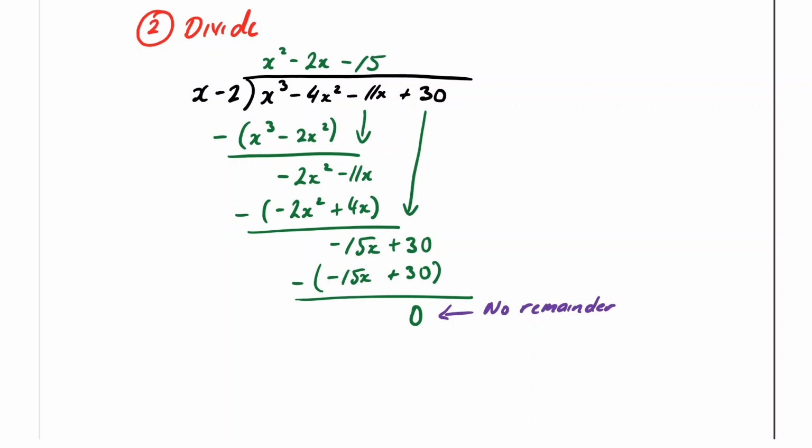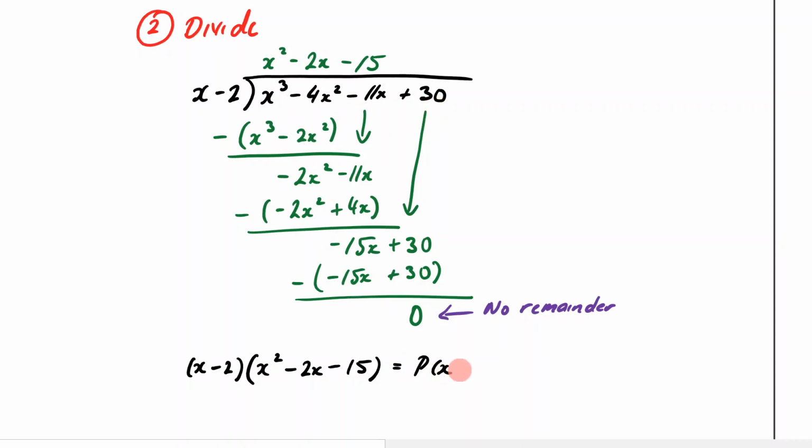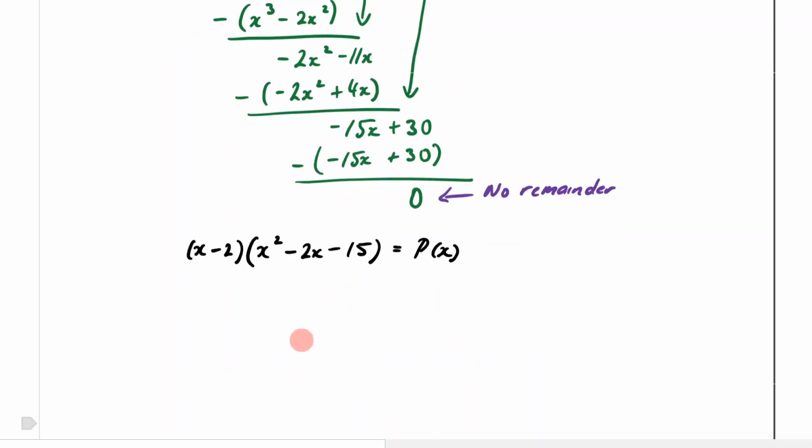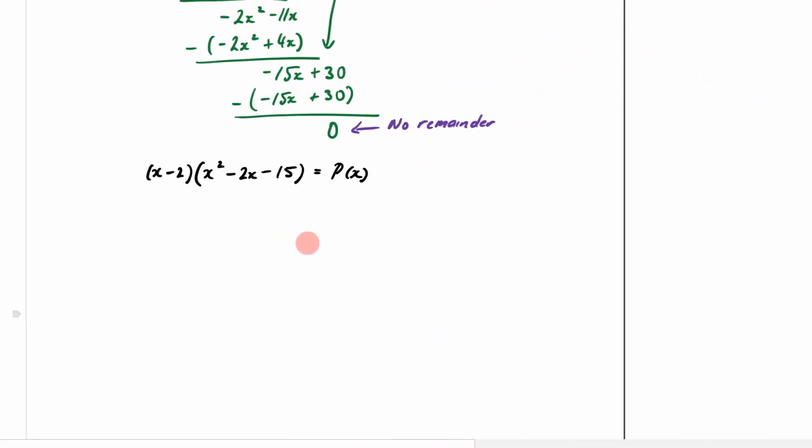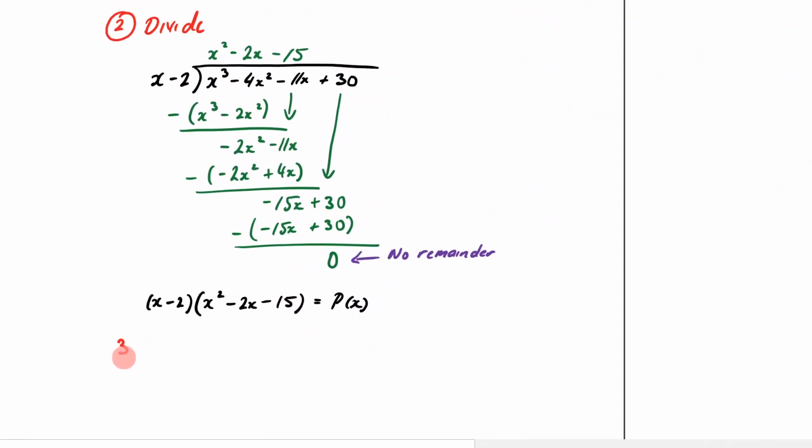So now I'm going to rewrite what I've been told. I know that x minus 2 times this, x squared minus 2x minus 15, is equal to this right here. So it's equal to p of x. So hopefully what you can see here is that we have a nice linear factor and a quadratic, and that's still equal to p of x. So now all we need to do is factorize the quadratic. So that is step 3. So let's zoom in. Actually, let's make sure that all this is lined up. So step 3 will be here. And we're going to factorize the quadratic.